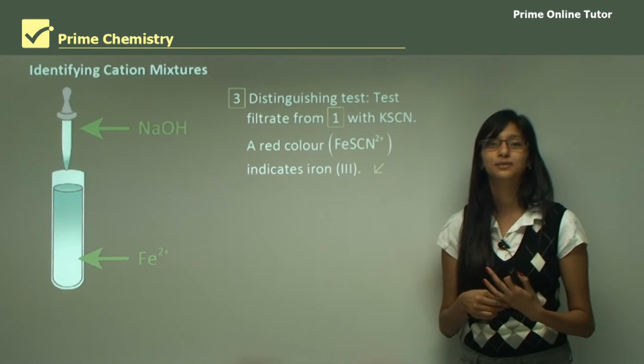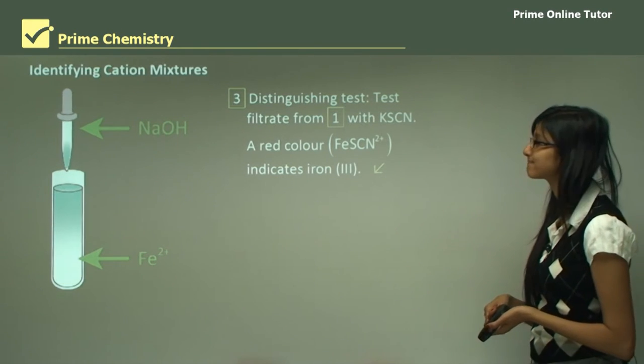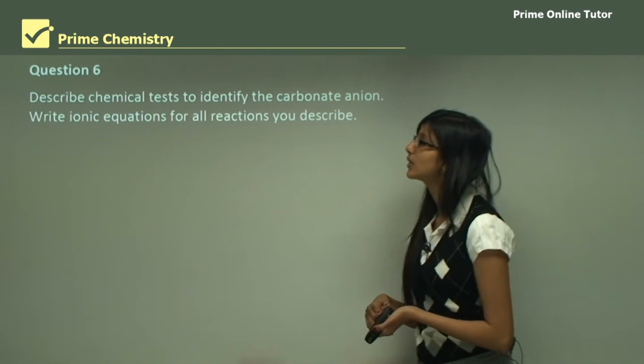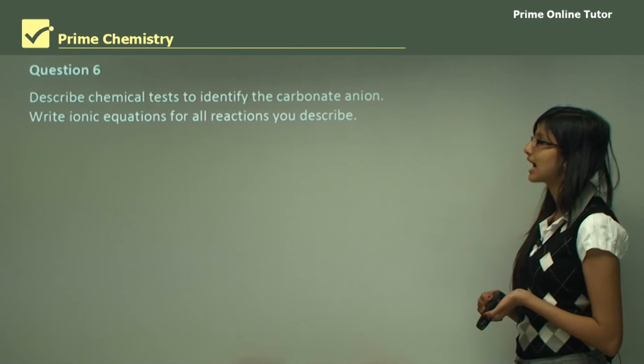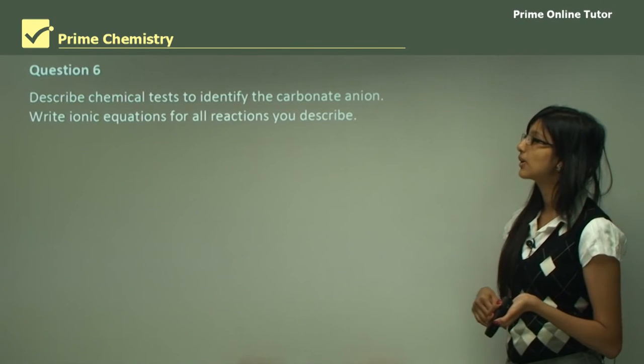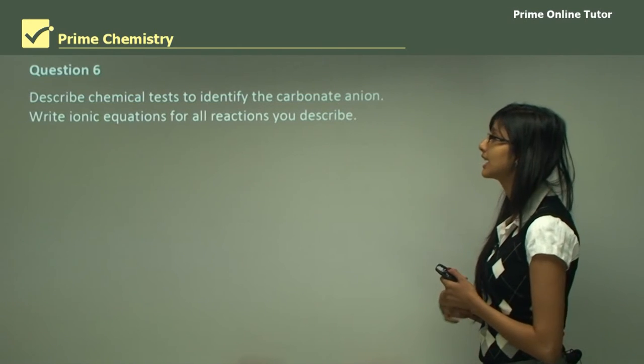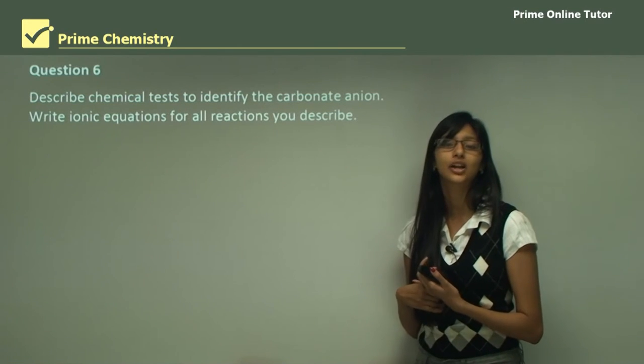Now let's look at some questions to test your knowledge. Question 6 tells us, describe chemical tests to identify the carbonate anion. Write ionic equations for all reactions described. So we need to perform a test that will indicate carbonate anions are present in your unknown sample.